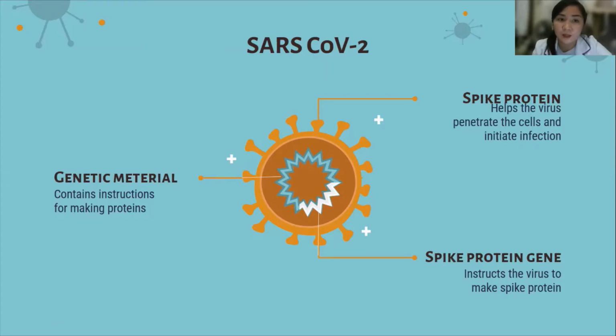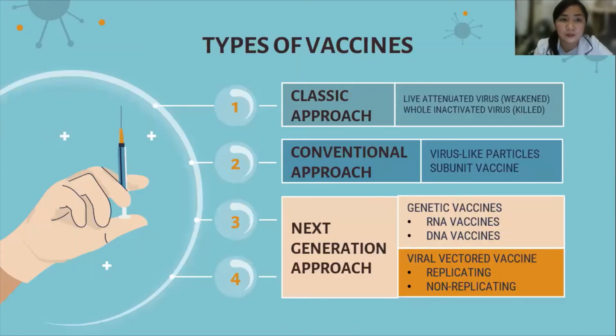The scientific explanation for this is that the spike is a target antigen, and that's the strategy behind most of the vaccine candidates for COVID-19. Now let's have our types of vaccines. This was already discussed by our first presenter, but let's have a short recap. The types of vaccines come with different approaches. There are two classic approaches that we have used before and until present, where the virus is either weakened, that is live attenuated virus, or killed, the whole inactivated virus.